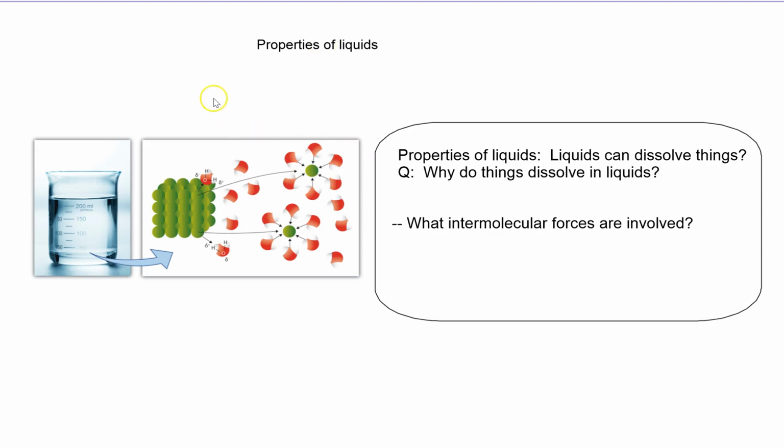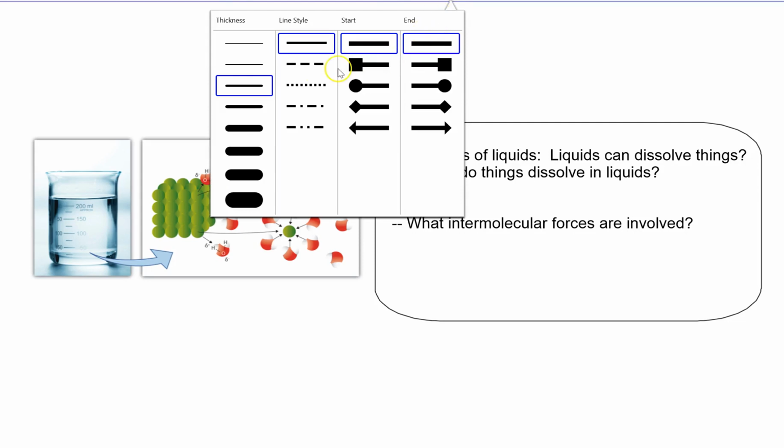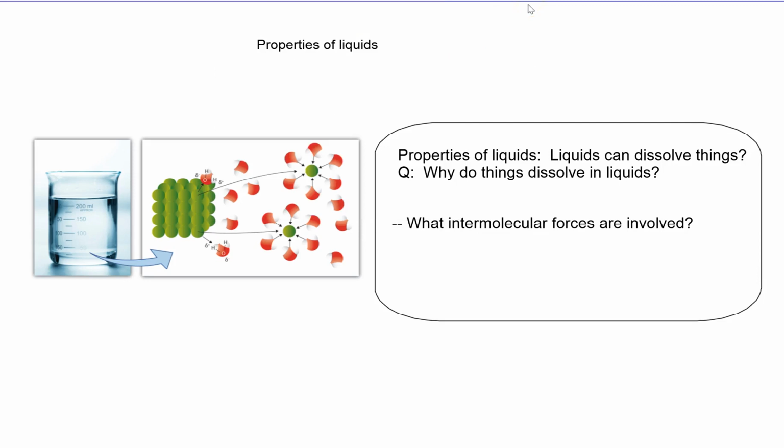So, the first property that we're going to look at here is dissolving. Obviously, one of the main properties that liquids have is they can dissolve things. So we want to make sure that we understand this property. We'll just repeat a little bit. So liquids can dissolve things. Why do things dissolve in liquids?